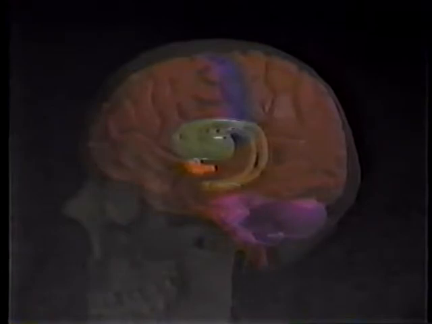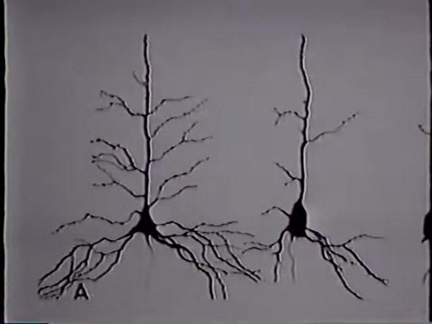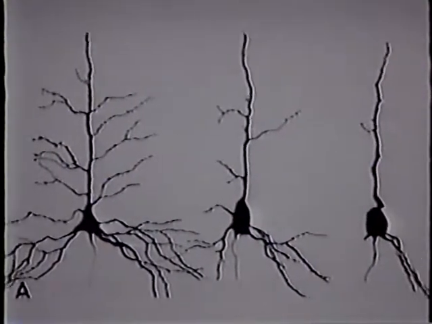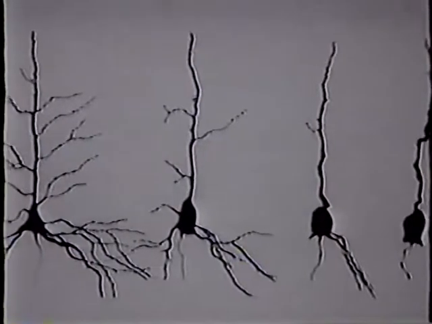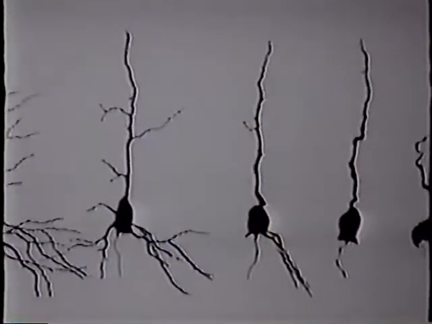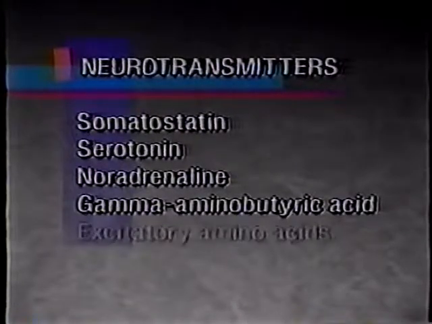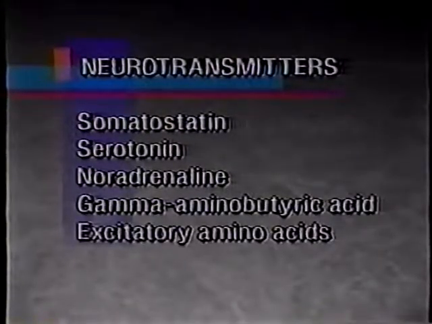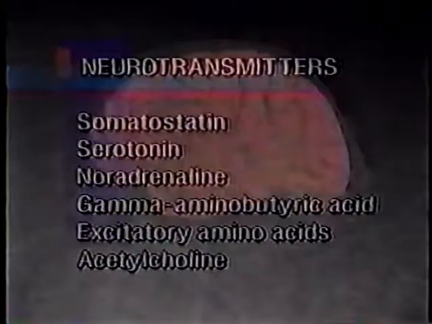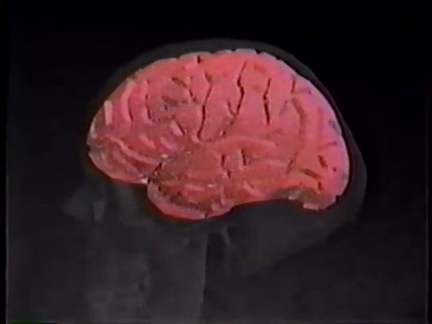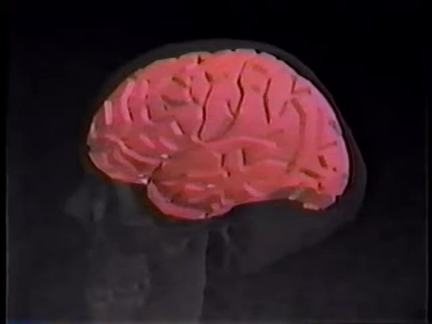As the disease progresses, the brainstem and hypothalamus become involved. As the neurons become dysfunctional, they progressively degenerate. This results in abnormalities in various neurotransmitter systems. Neurotransmitters affected are somatostatin, serotonin, noradrenaline, gamma-aminobutyric acid, excitatory amino acids, and most importantly, acetylcholine. This neurotransmitter, which plays an important role in memory, is characteristically decreased in the brains of Alzheimer's patients.